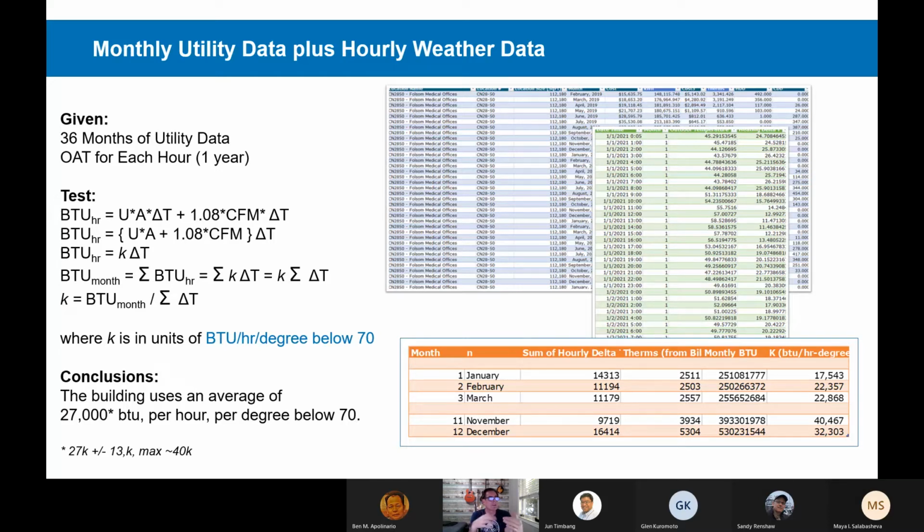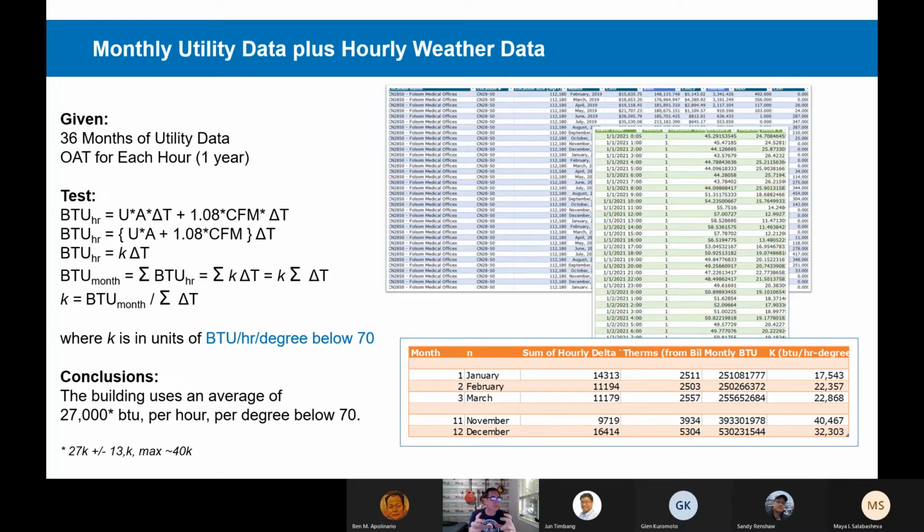So what we can do is look at the hourly weather data for a few months, and then merge that against the natural gas bill data for those months. So you use a heating temperature of 70 or 68, in this case I'm using 70, and solve for K. And that is in units of BTU per hour per degree less than 70. In this case, K is about 20 BTU per hour per degree less than 70 in natural gas.